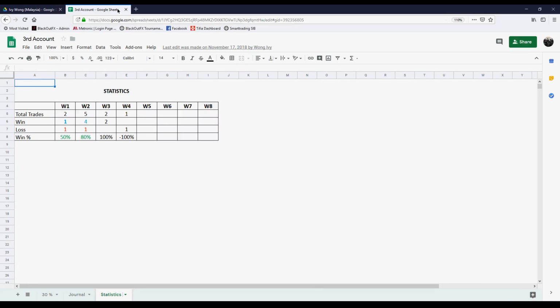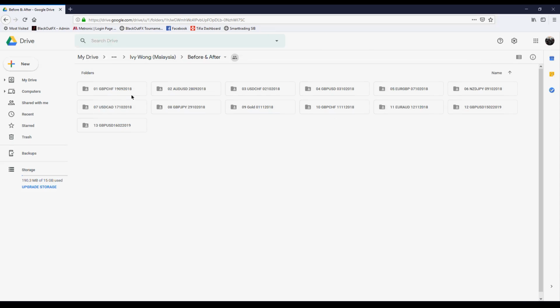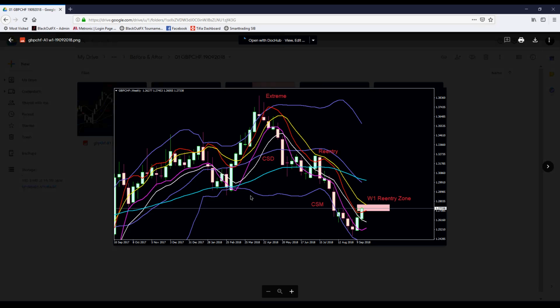The most important thing here, apart from jotting down the statistics, is that you need to have a file, or you need to record your analysis. What she did here is create a folder where she puts all her analysis. For example, she notes here on GBP CHF that there's a re-entry zone for sell.